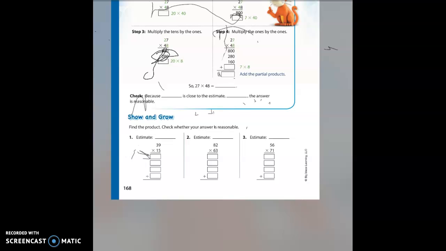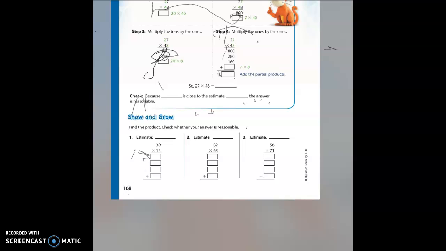30 times 10. And then you're going to go ahead and multiply the ones by the tens. So what's 9 times 10? 9 times 10 is 90. Go ahead and put that in the space below it.